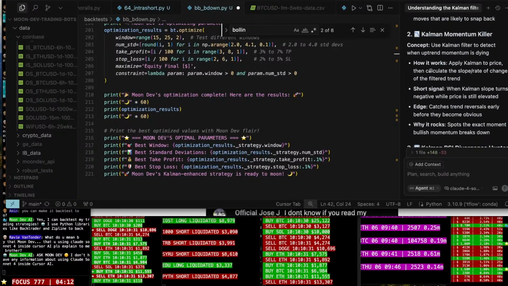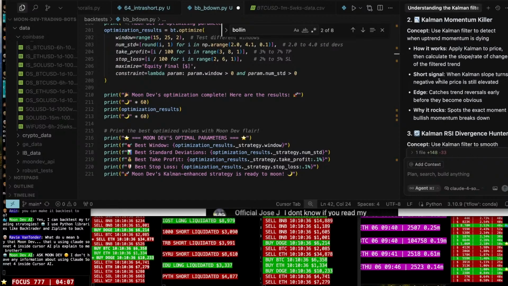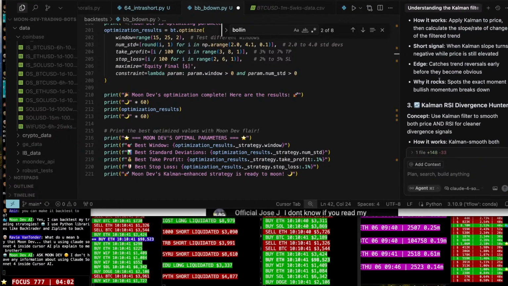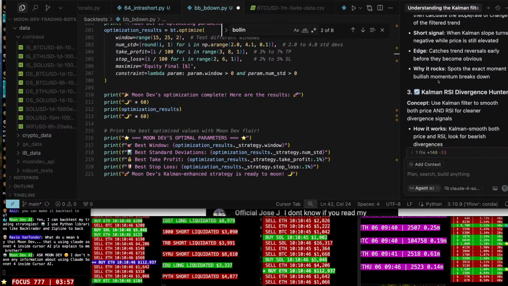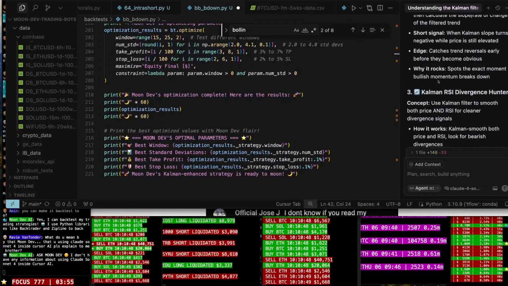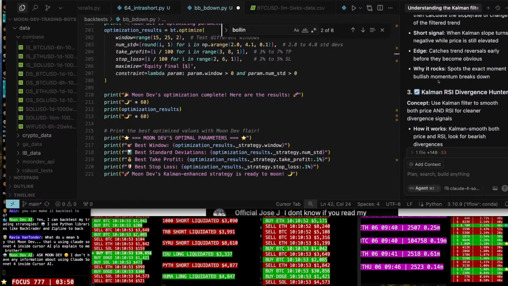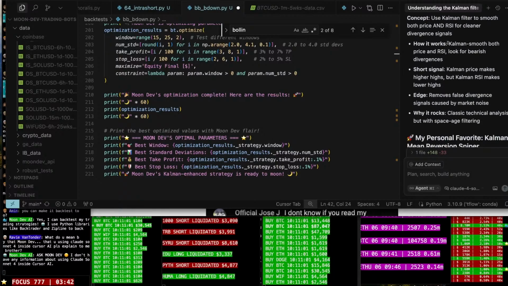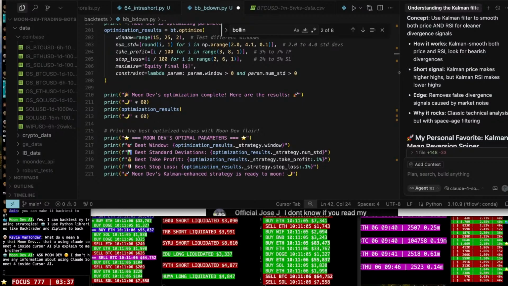Kalman momentum killer. Use the Kalman filter to detect when uptrend momentum is dying. How it works: apply Kalman to price, then calculate the slope/rate of change of the filtered trend. Short signal when Kalman slope turns negative while price is still elevated. Edge: catches trend reversals early before they become obvious. Kalman RSI divergence hunter. How it works: Kalman smooth both price and RSI, looking for bearish divergences.